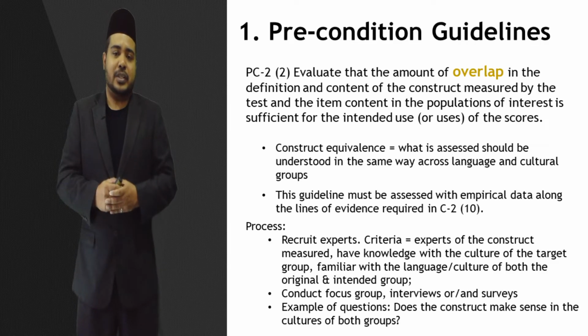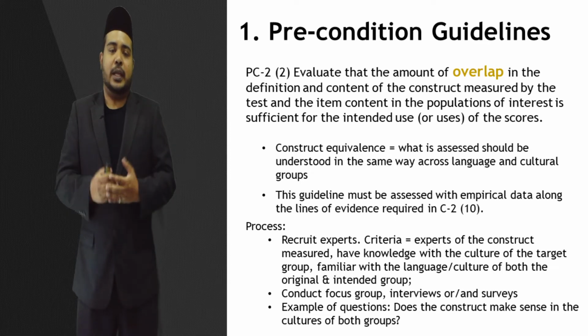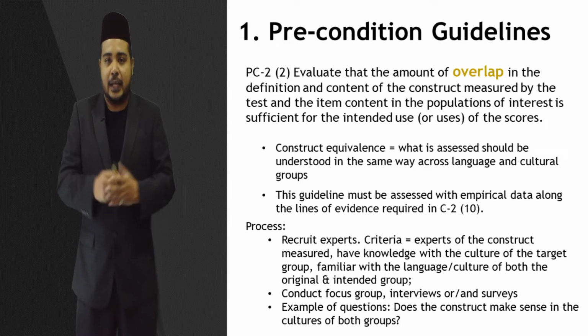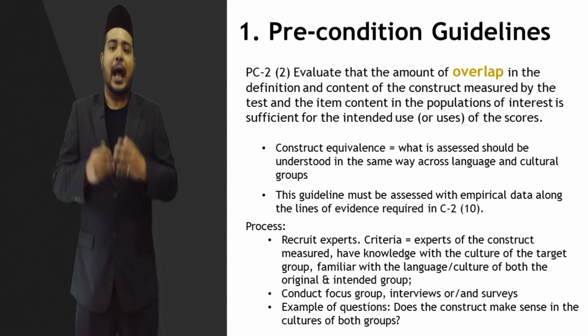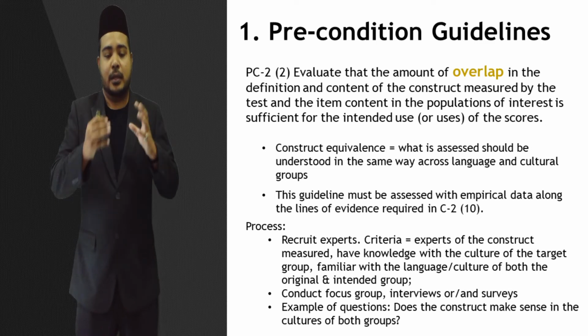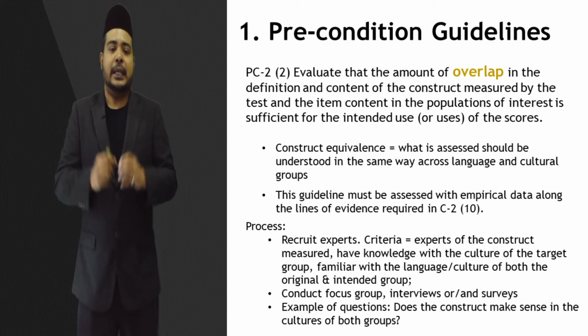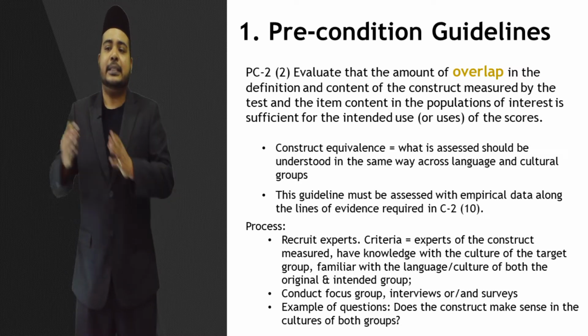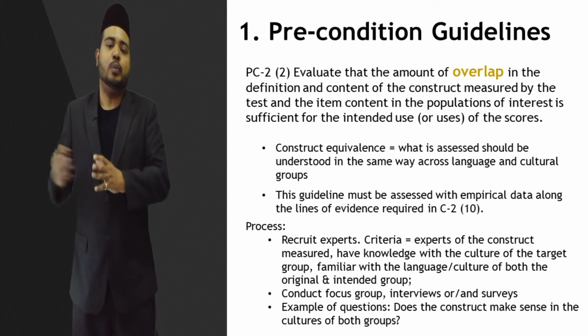The second precondition guideline involves evaluating whether the amount of overlap in the definition and content of the construct measured by the test, and the item content in the population of interest, is sufficient for the intended use or uses of the score. In a nutshell, this second condition asks the test users, or we who want to adapt, to make sure the construct that we want to measure is equally understood, what we call overlap, in the culture or in the group that we want to measure.